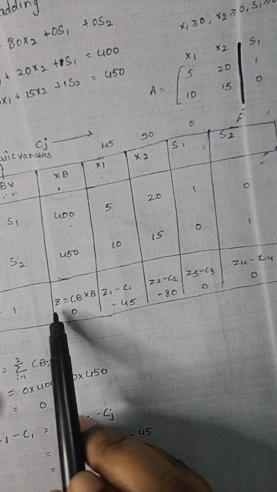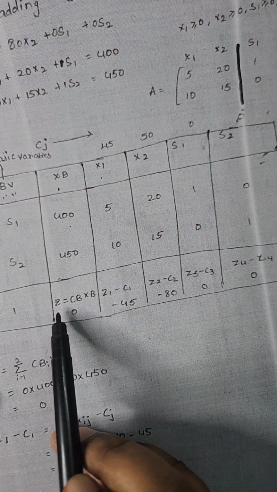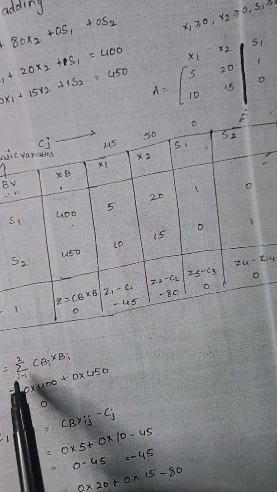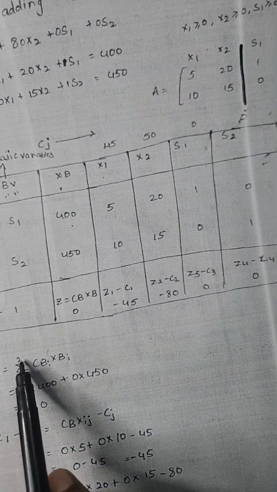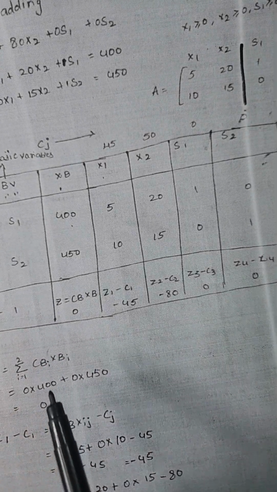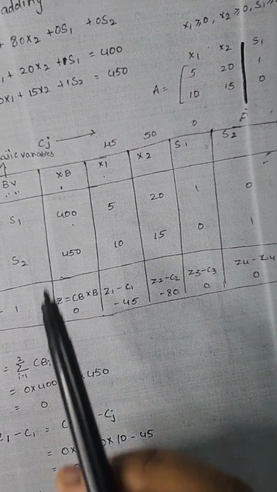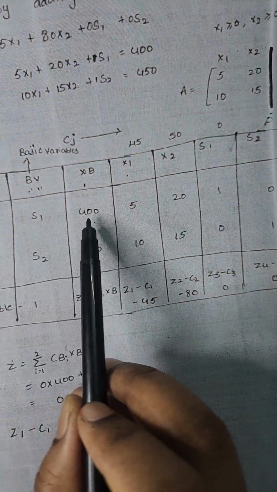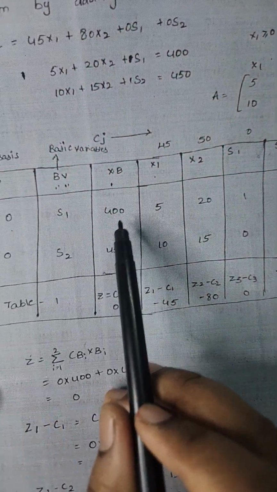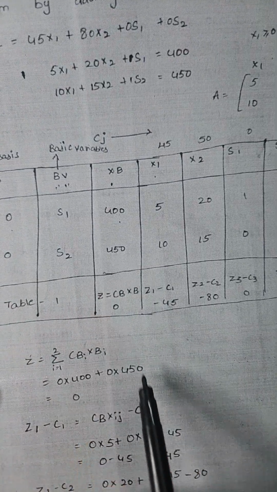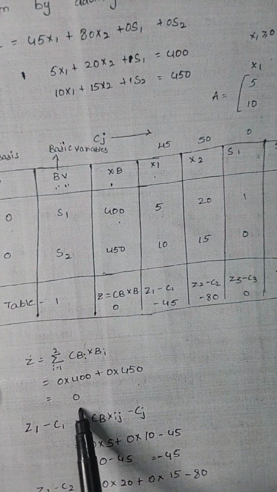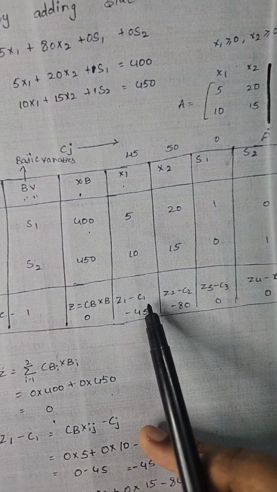Now find out z here. This is table 1. z is equal to the sum over i from 1 to 2 of cbi times xbi, since we have only two variables. That means multiply the cb column and the xb column, so 0 into 400 plus 0 into 450, which is equal to 0. Now find out z1 minus c1.